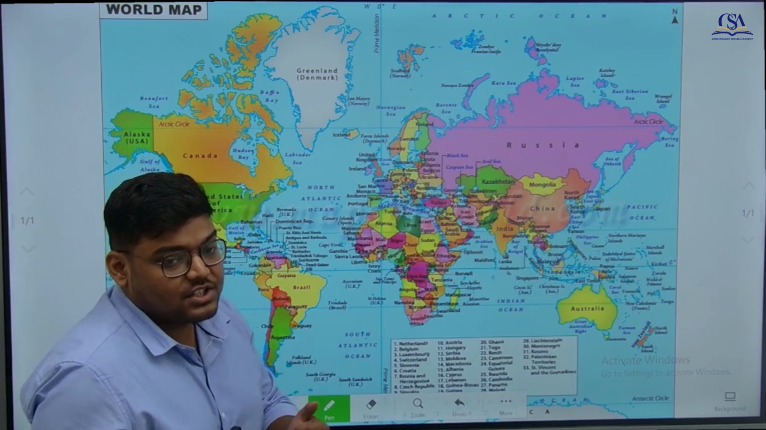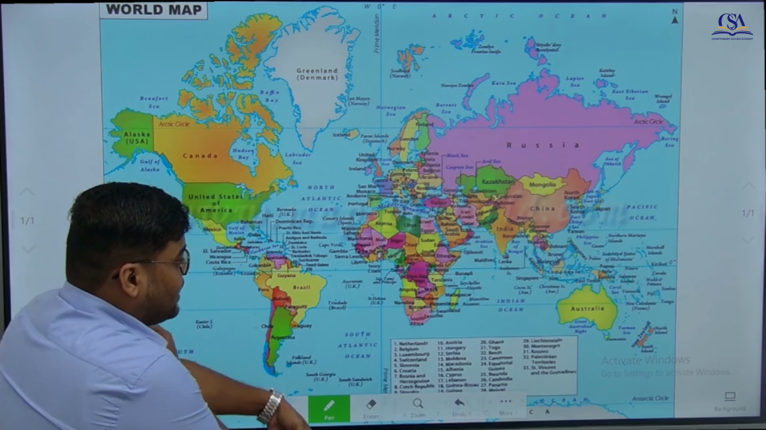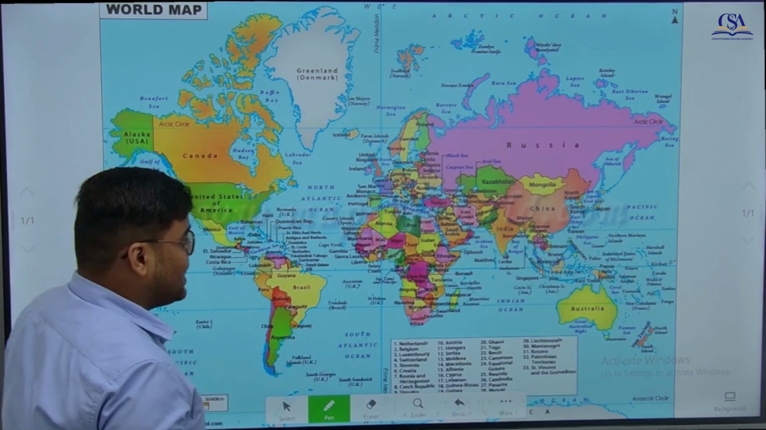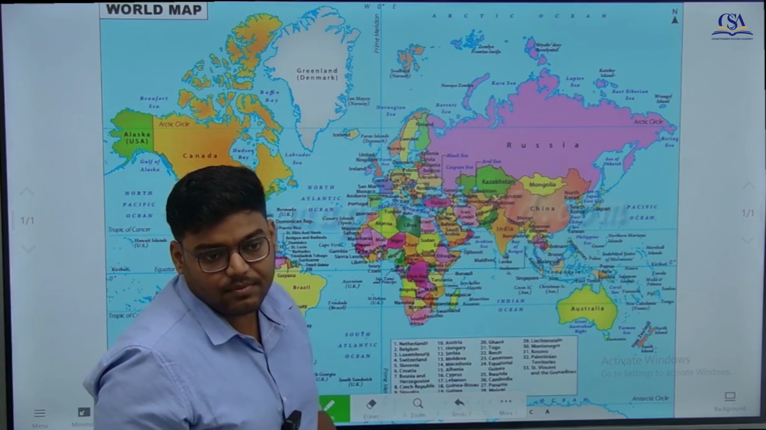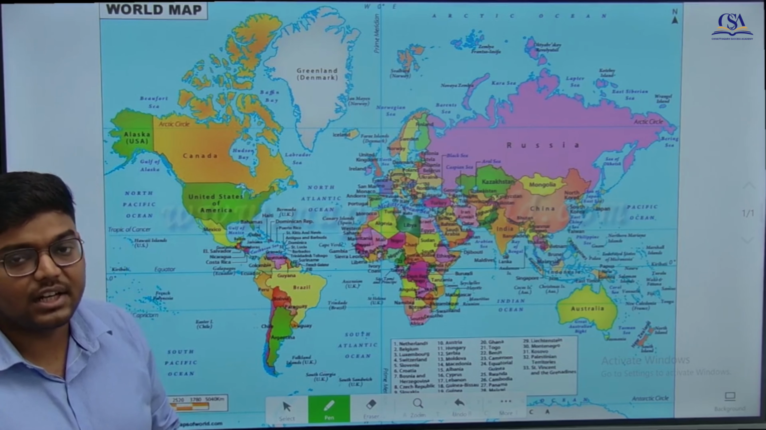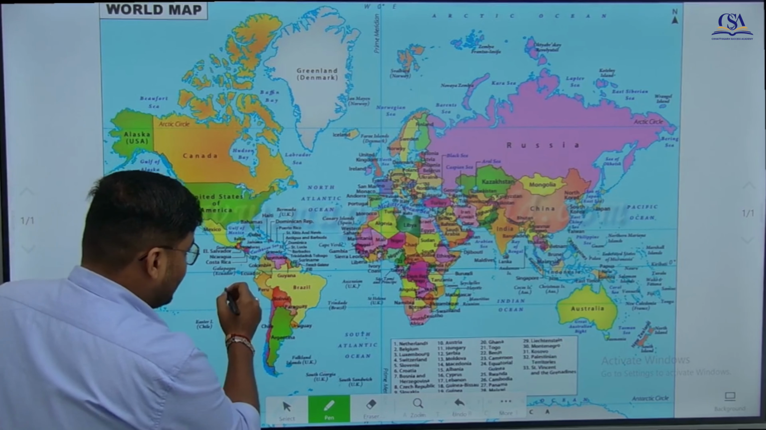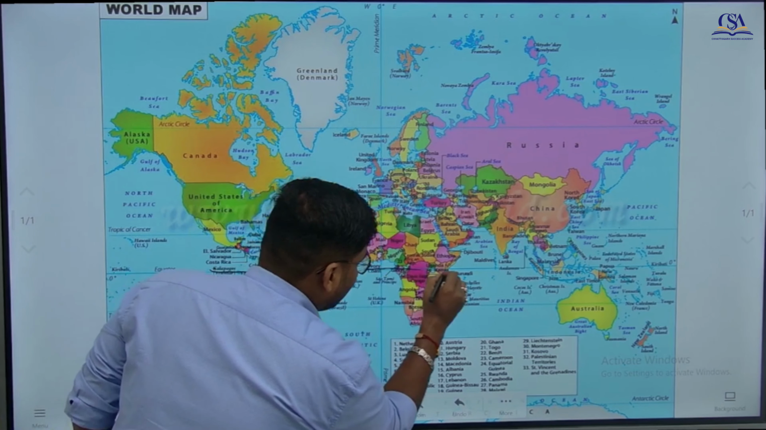So now let's understand how monsoon forms. Before that, let me tell you something about the pressure belts. As we know, on the surface of earth, there are certain pressure belts present. On the equator, we have our equatorial low pressure belt.